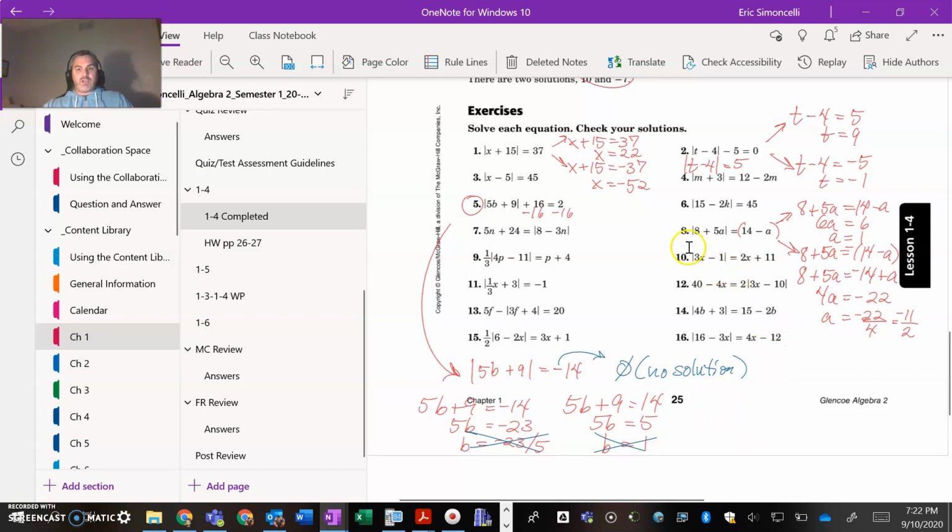I would like you all to try number 8 as well as those problems on the prior page for extra practice.